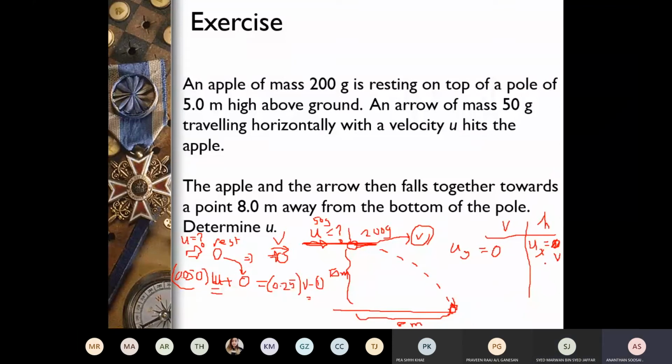So how do you find the V? You have three pieces of information in horizontal. AX is what? AX always zero. Do you know SX? SX is what? 8 meter. Yes, good. SX is 8 meter. AY is what? Negative 9.81. Then SY is what? Negative 5. Okay. You want to find V? So you need three pieces of information on the horizontal. So what do you do?